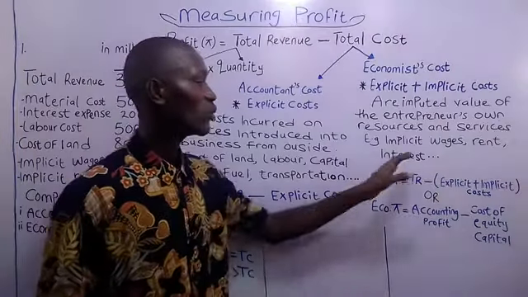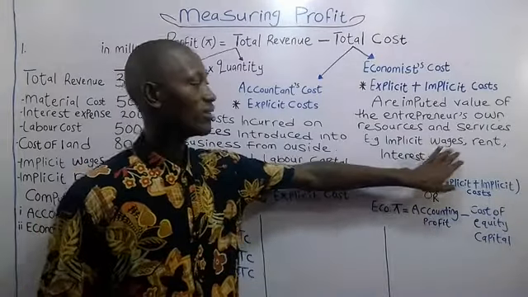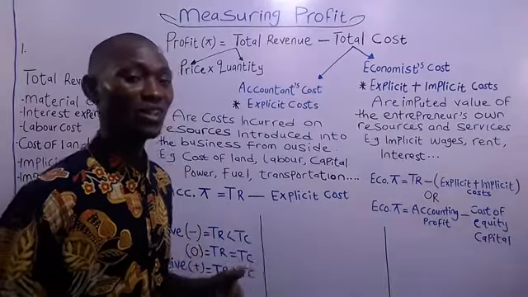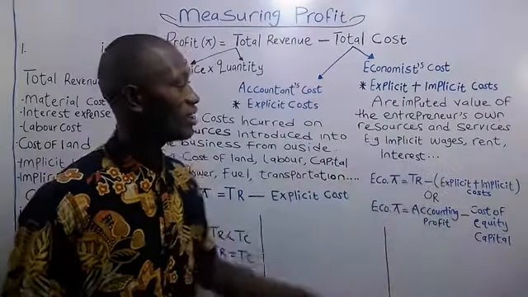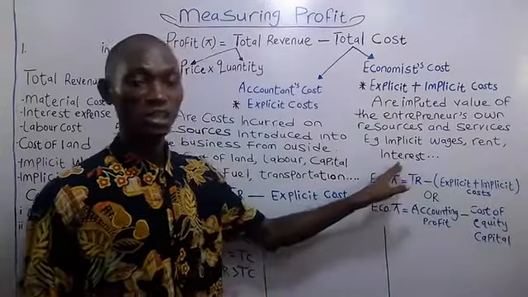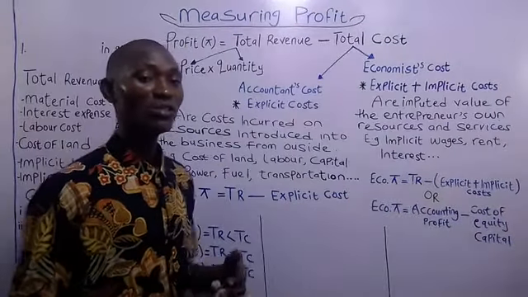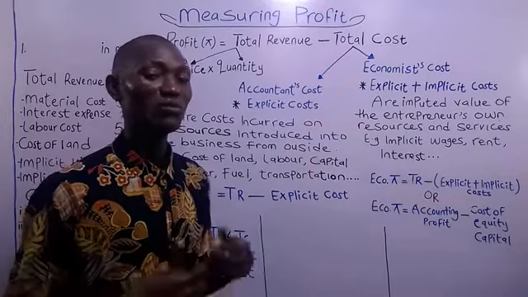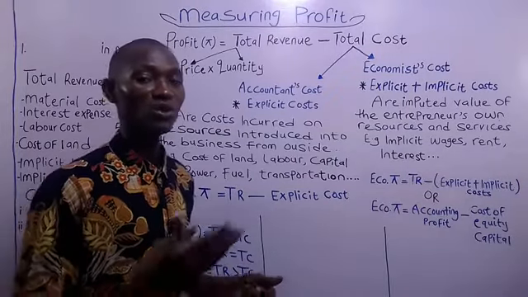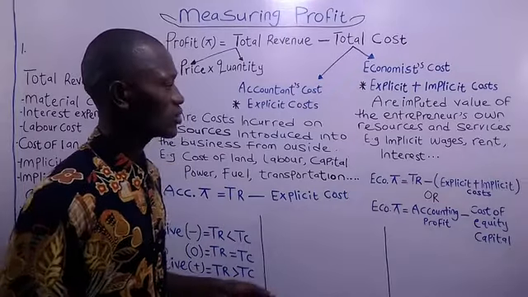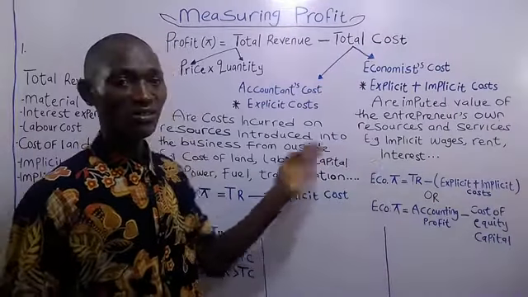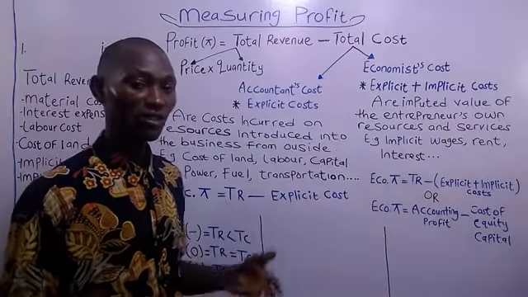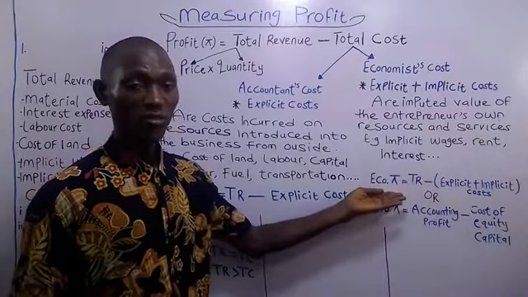A good example, we have implicit wages, implicit rents, implicit interest. They all refer to the highest wages, highest rents, highest interest, which the owner of the business could have earned if he had loaned them out to other people for use, rather than using them for his own business. So, with the difference in accounting costs and economic costs, there will also be a difference in their determination of profit.